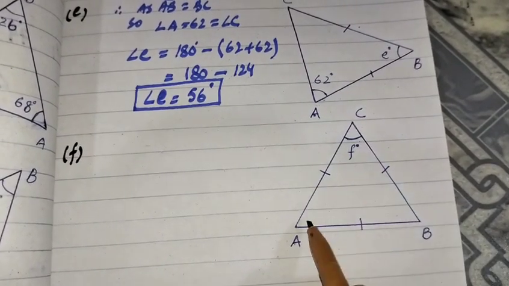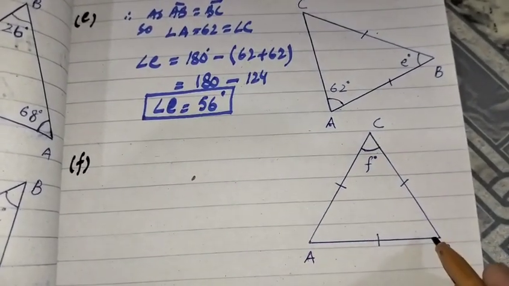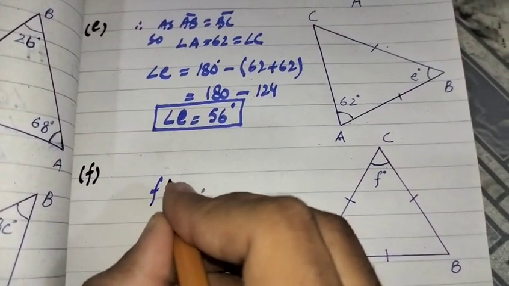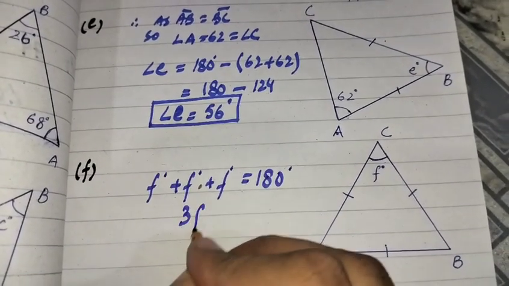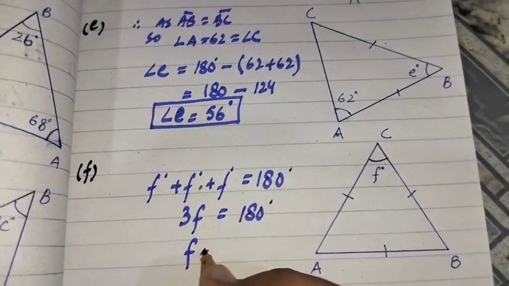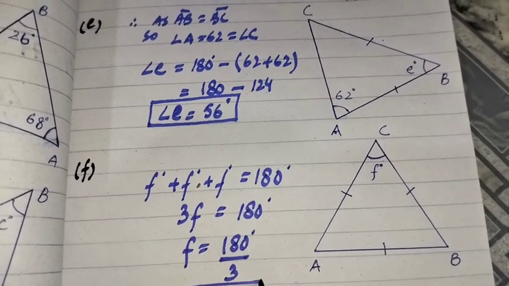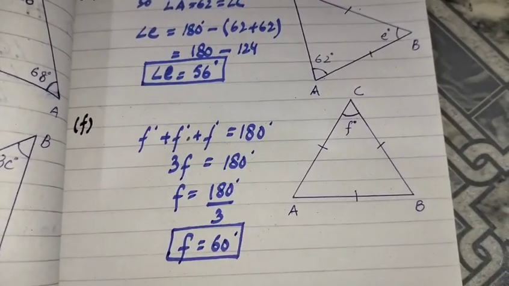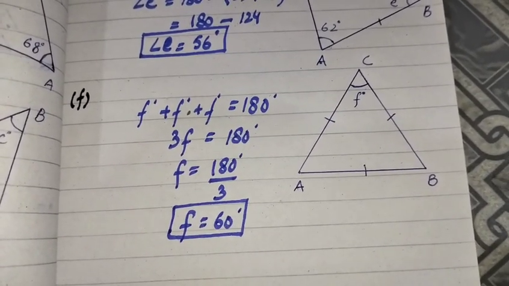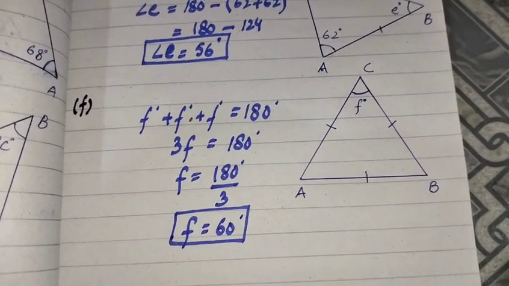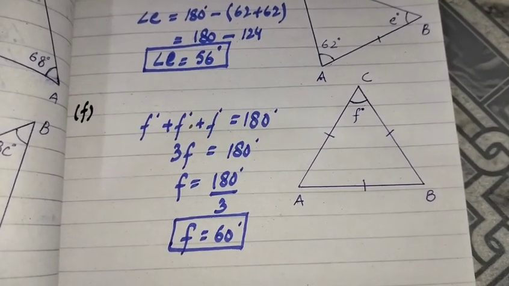So in an equilateral triangle, all the angles are equal. So we can write that F plus F plus F will be equal to 180 degrees, or 3F will be equal to 180 degrees, and F is equal to 180 degrees divided by 3. So it will be 60 degrees. We have to remember that in an equilateral triangle, all the angles must be 60 degrees.